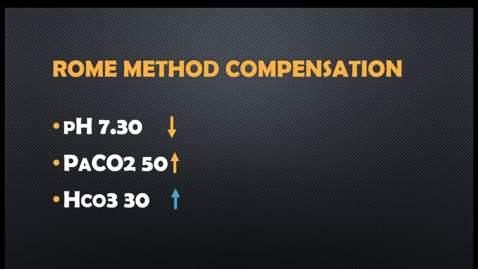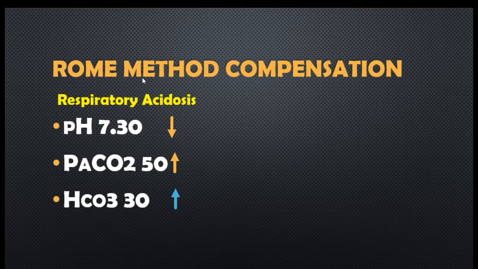So in your ROME method, it is stated that we can analyze compensation if the values of your PaCO2 and bicarbonate have the same arrow. For example, in this one, the arrow of your PaCO2 is increasing, and the arrow of your bicarbonate is also increasing. So we are sure that in this ABG result there is a compensation happening. It's either going up or going down. If these two values have the same arrow, compensation is analyzed.